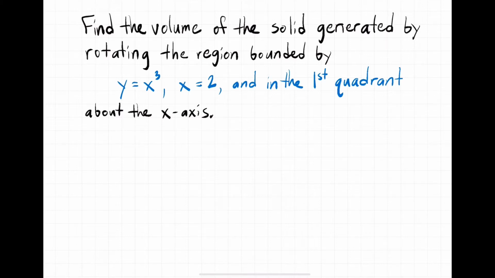Find the volume of the solid generated by rotating the region bounded by y equals x cubed, x equals 2, and the first quadrant about the x-axis.